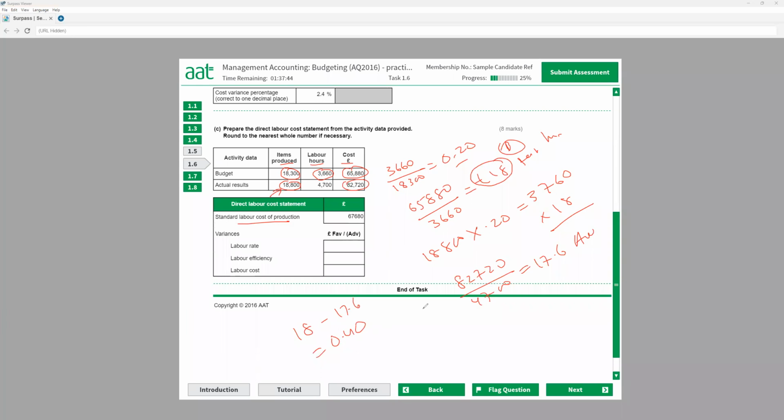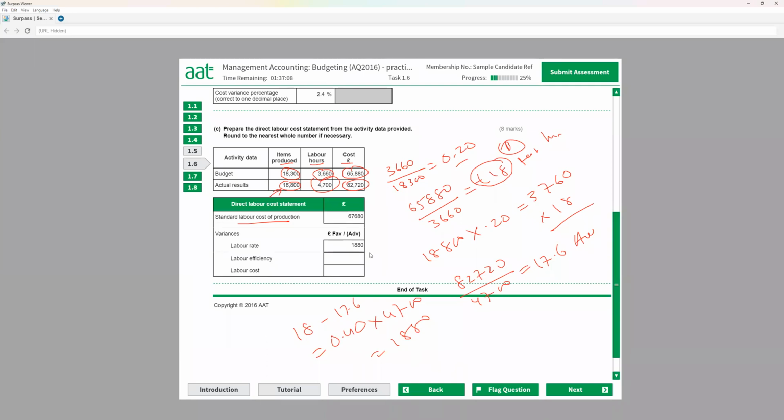So for 4,700 hours, how much did we save? For the 4,700 hours, I have saved 1,880. Rate variance is all about, did I pay more or less? So here I paid less because my plan was 18 per hour, but actually I paid 17.6 per hour. So that makes me save, for 4,700 hours, 1,880.